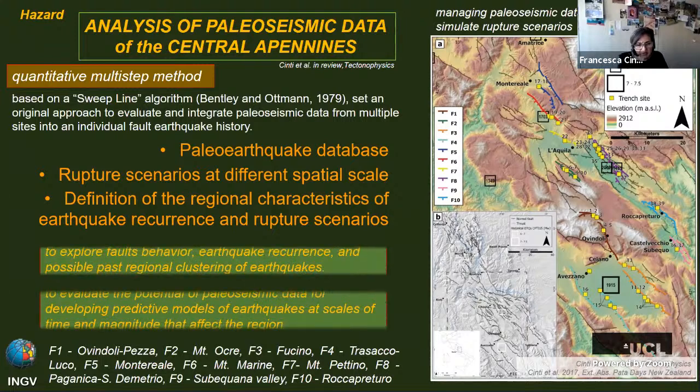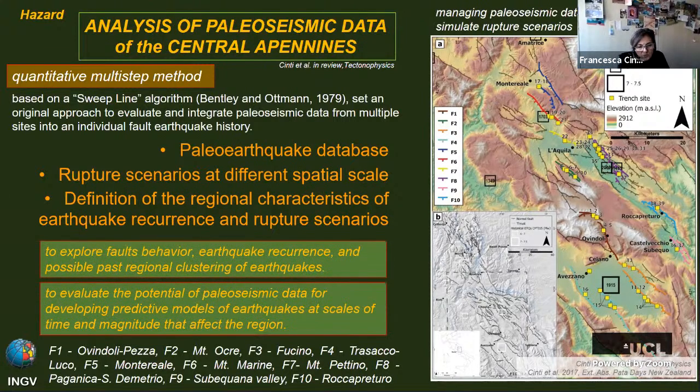And we have a double aim. First, to explore fault behavior, earthquake recurrence, and possible past regional clustering of earthquakes, but also we want to evaluate the potential of these 30 years of palaeoseismic data for developing predictive models of earthquakes at the scale of time and magnitude that affect the region, Central Apennines, which is one of the regions with the highest seismic potential in Italy.